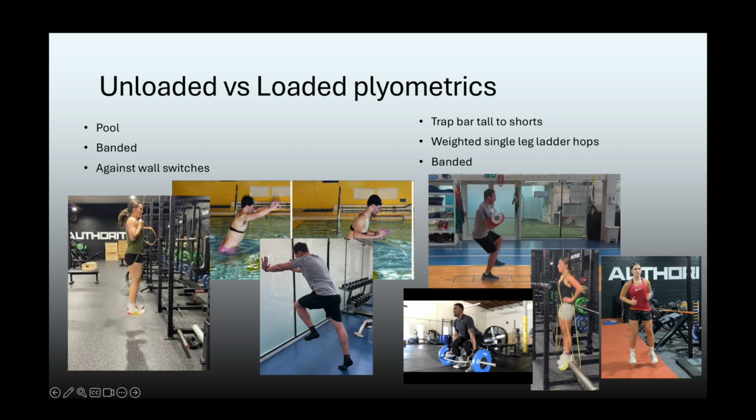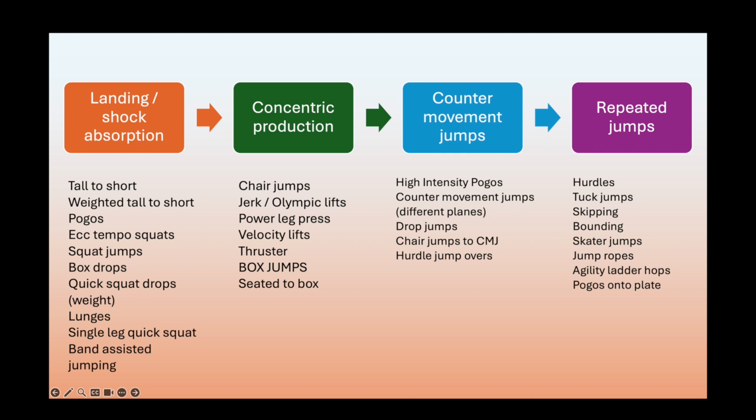And then another way you can progress plyometrics, you can go first landing and shock absorption, into concentric, into counter movement jumps, into repeated jumps. So I just brainstormed a bunch of different exercises for you. A tall to short is essentially going up from your toes and just focusing on the landing. And then quick squat drops and single leg quick squats. Those are very similar, where you just have a weight and you're in a quick squat, catching yourself from the bottom.